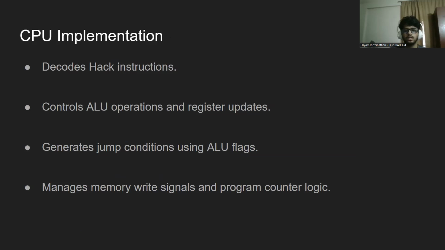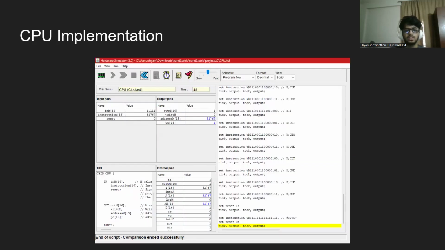The CPU acts as the central processing unit of the Hack computer. It decodes instructions, performs arithmetic and logical operations using the ALU, updates the registers, and controls the memory write operations. Additionally, it uses the ALU output flags to determine jump conditions and update the program counter accordingly.